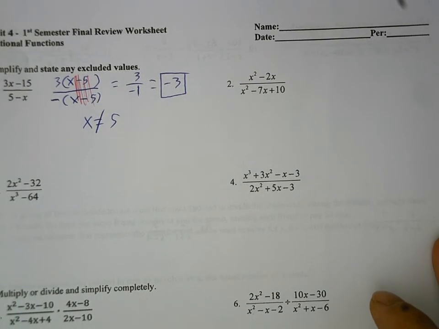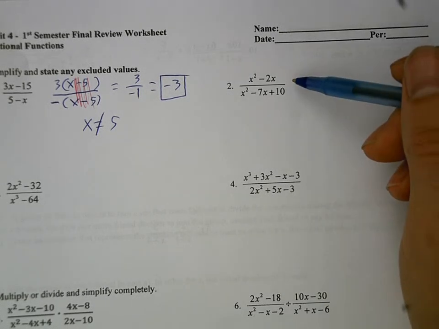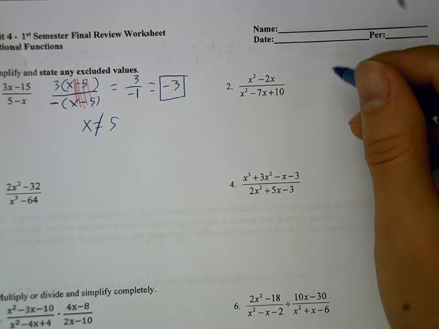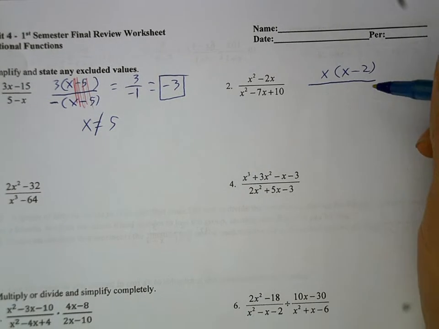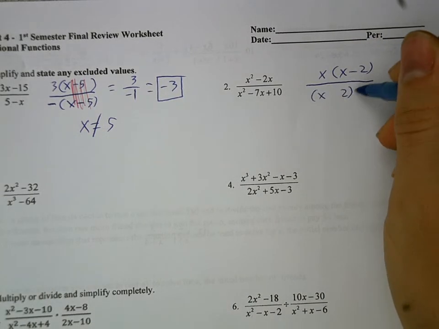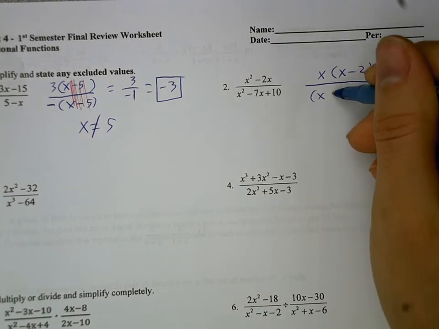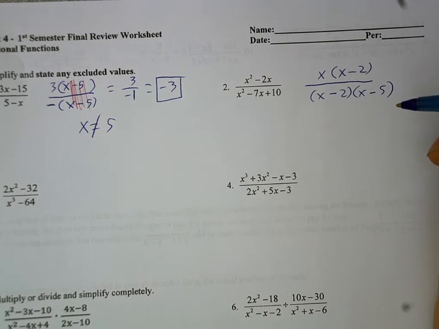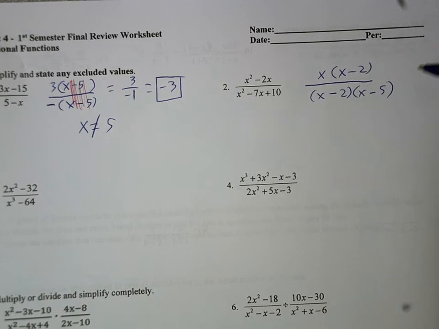So then for number 2, we're going to factor top and bottom. Don't cancel anything until you factored. The top looks like I could take out an x from both of those, leaving me with x times x minus 2. The bottom, what two numbers multiply to 10 but add to 7? 2 and 5. But in order for it to be a negative 7, what am I going to have to do? Both of them negative. Is everybody good with that? So x minus 2, over x minus 2, x minus 5.